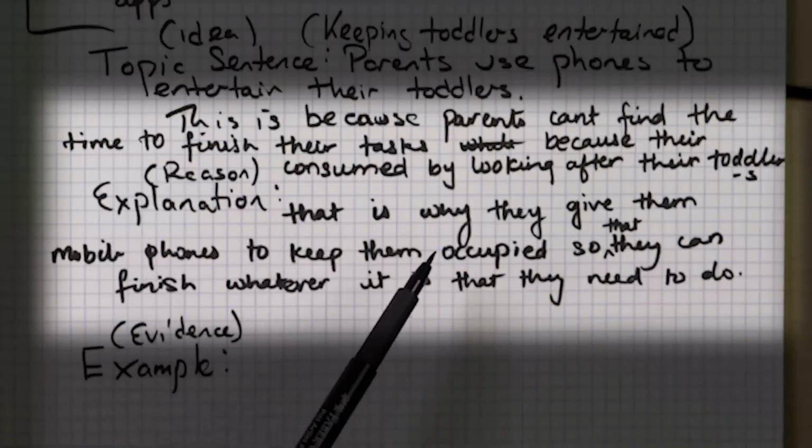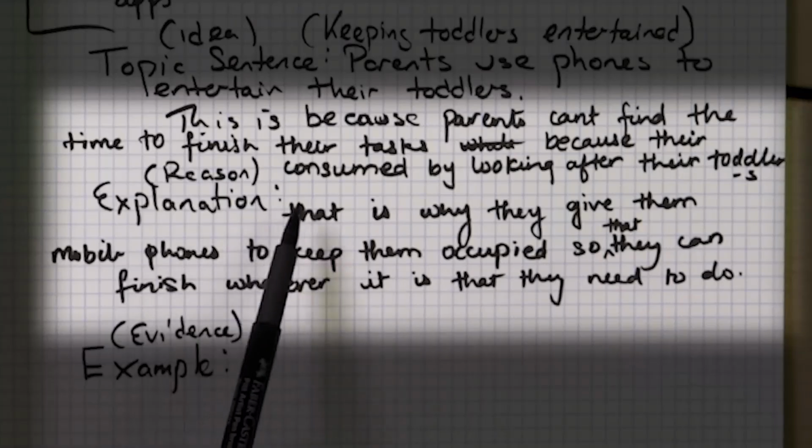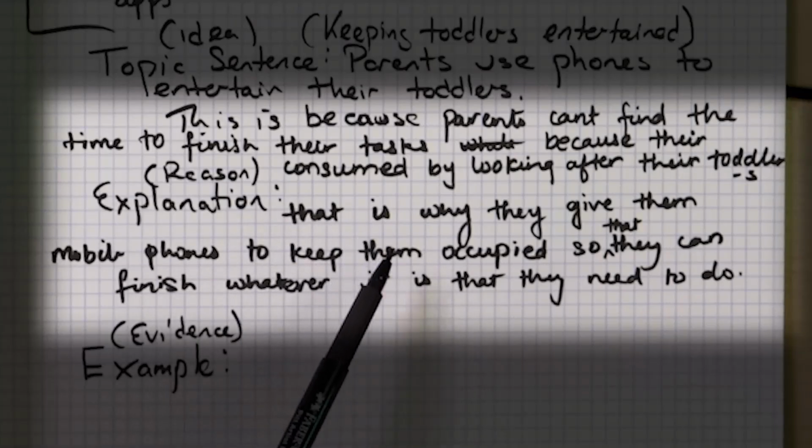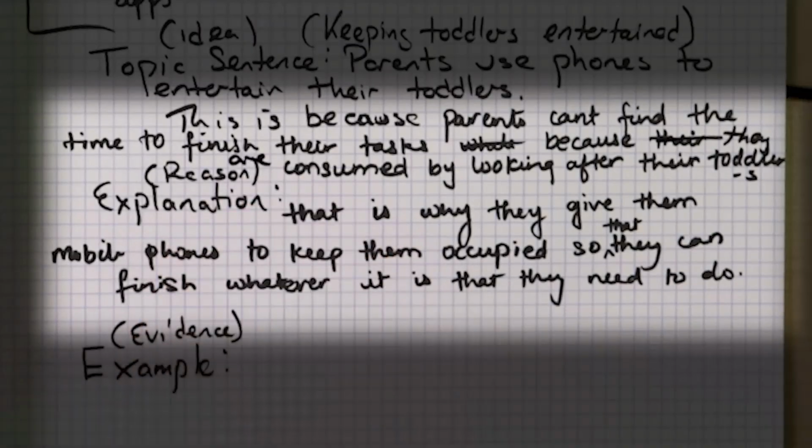Okay. This is because parents can't find the time to finish their tasks because they're consumed. They are consumed with looking after their toddlers. That is why they give them mobile phones to keep them occupied so they can finish whatever it is that they need to do.